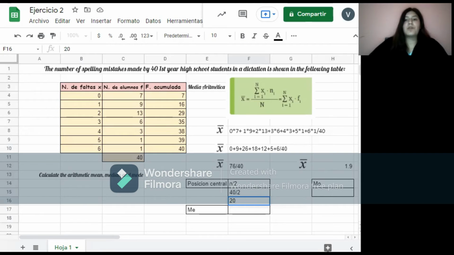That 20 we will look for in the accumulated absolute frequency, and if we do not find it, we look for the one greater than that. Then the median is equal to the missing one, which is 529. Okay, marked in different colors.